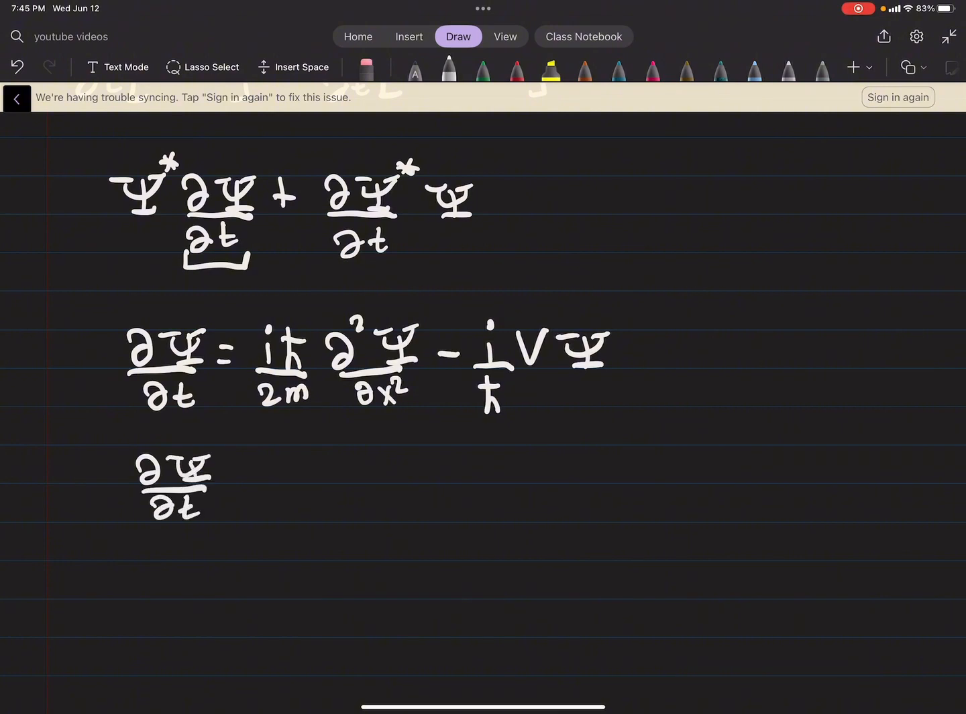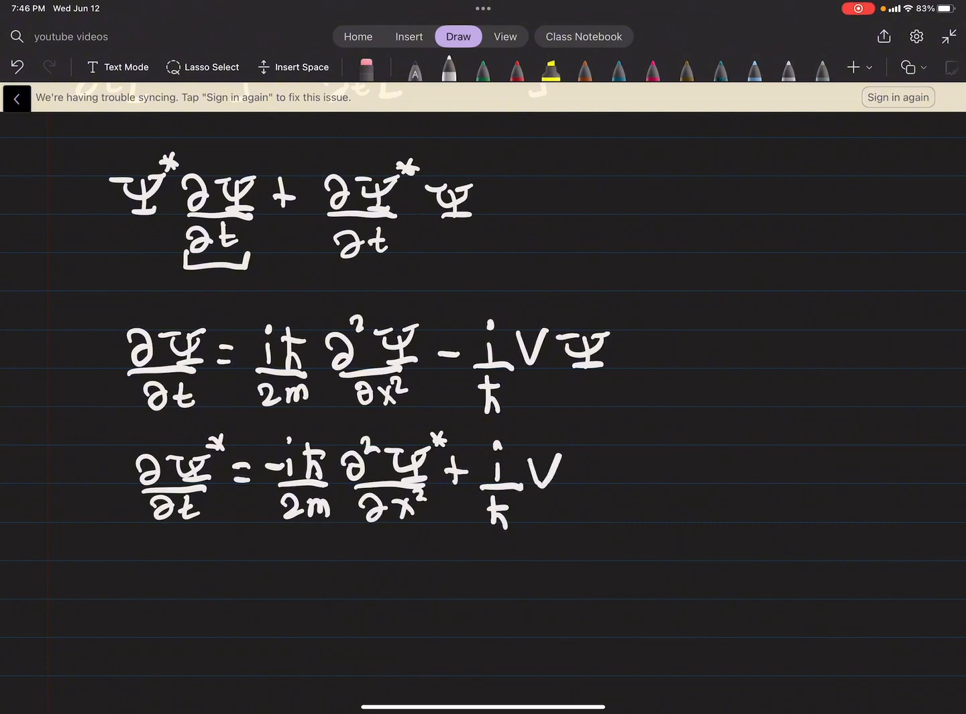And that takes care of d psi. If you wanted to take care of the complex conjugate, that's pretty easy. You only need to change the signs of any imaginary number, and complex conjugate anything that could be complex. So this turns into minus i over 2m times h bar, the second derivative of psi star with respect to position, plus, because we have the sign change, i over h bar V times psi star. Okay.